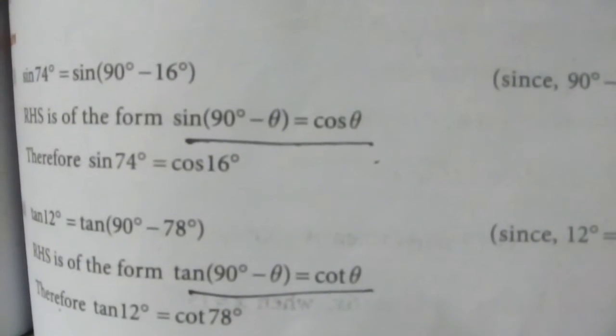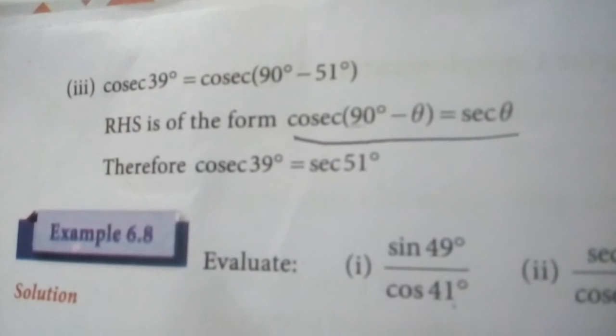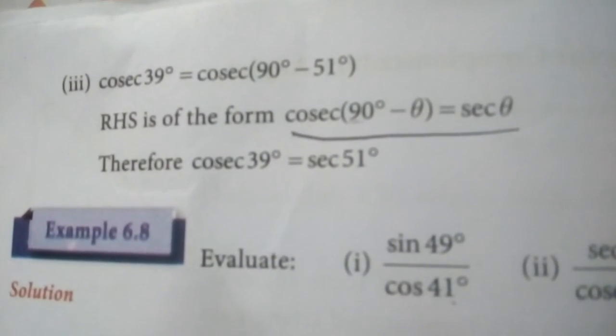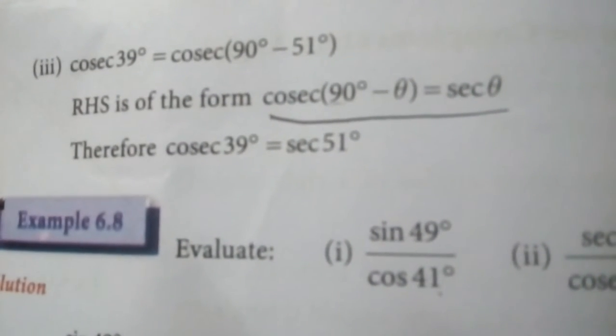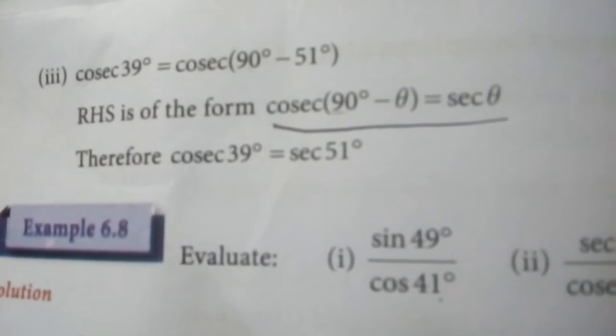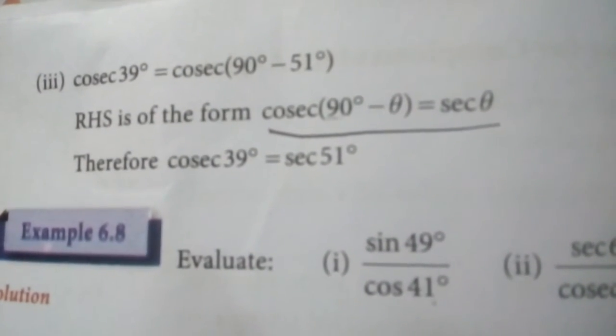Okay. So, in this way, we can do the other sum also, like cosecant of 39 in terms of the secant. Cosecant of 39 is equal to cosecant of 90 minus 51, which gives you 39. Now, we can write cosecant of 90 minus theta is nothing but secant theta, which we know already very well. Therefore, we can write the answer to be secant 51.